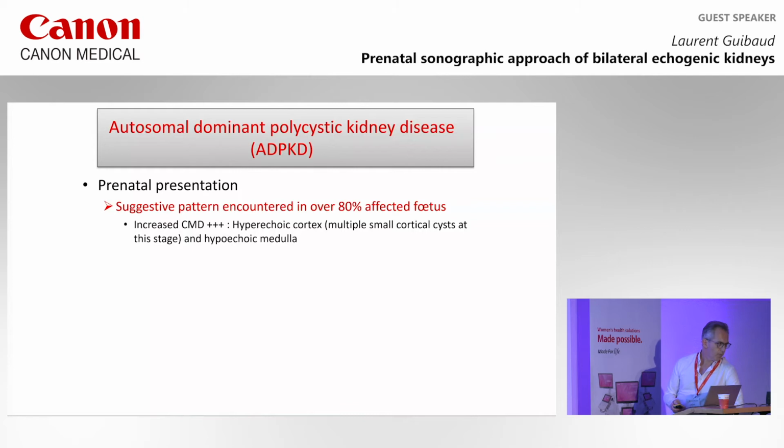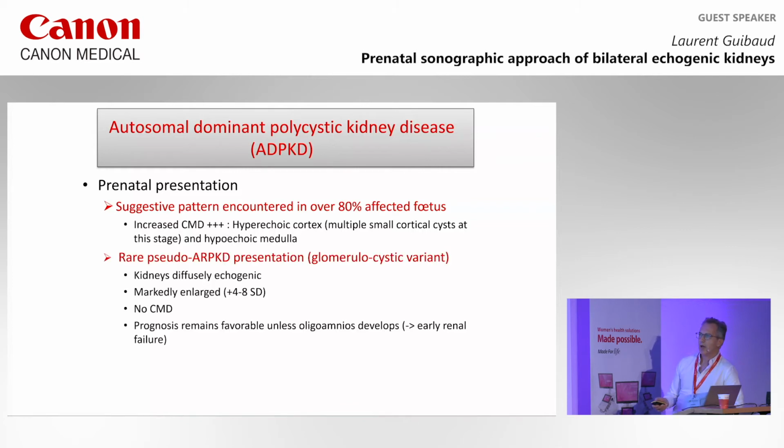There is another form, which is the rare pseudo-ARPKD form. It's the glomerulocystic variant. In that case, it looks like an ARPKD with markedly enlarged kidneys, no CMD, diffusely echogenic, but the prognosis remains favorable unless oligoamnios develops. Maybe there are some kidneys which look almost normal, but this is not known.